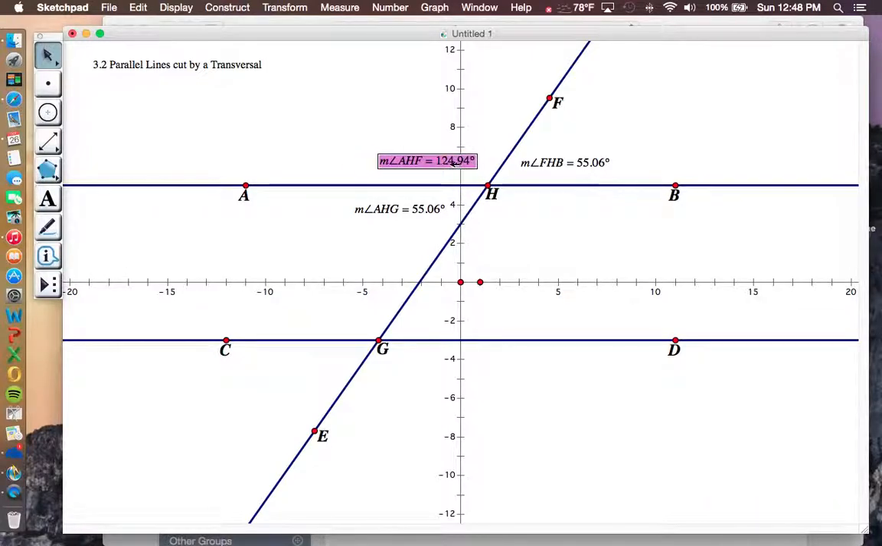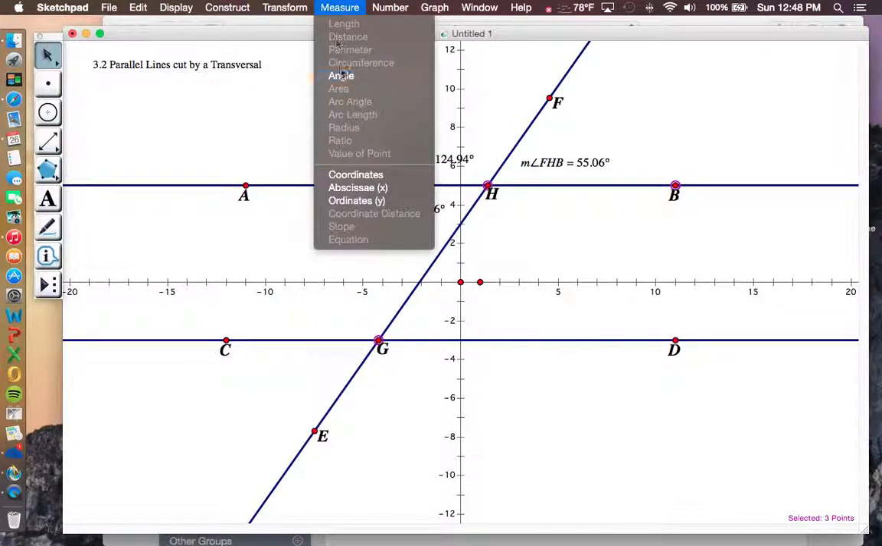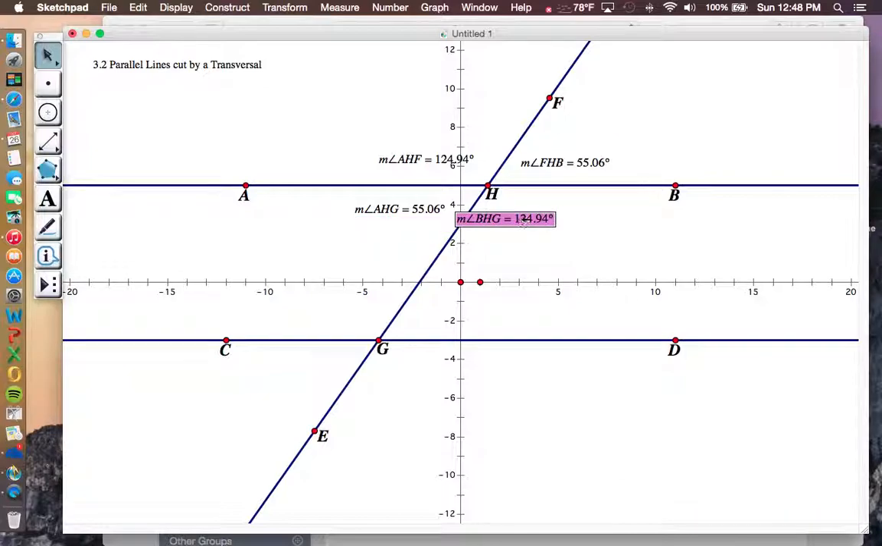So you can maybe guess what I'm going to get over here for BHG. So let me go ahead and measure that angle, BHG. And if I measure that, oh look, I get 124.94. So I get the same thing here because these two angles are vertical. Okay, now the one thing I want to do is I want to measure all of these angles, and we should get something similar to what we have up here.